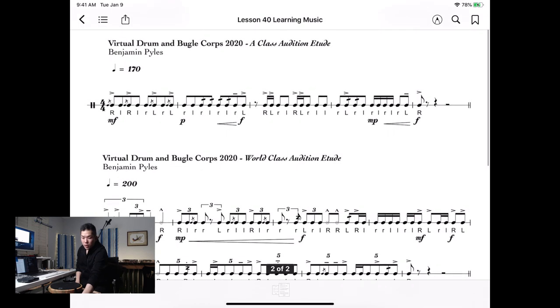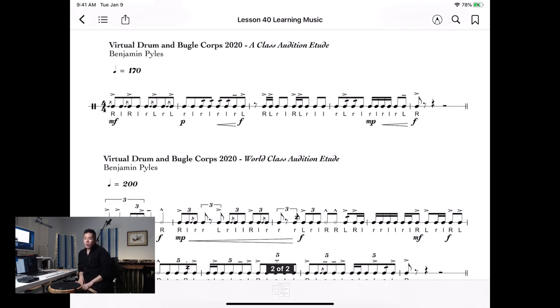So we're looking at the A-class audition etude, and this is important because if you can incorporate these strategies sooner than later in your education as a musician, it helps when you get to the world-class audition. I had a student who got the music this weekend. He was going to audition for world-class, and he said, I don't even know where to start with this thing. It's going by way too fast. I don't know how I'm going to learn this part. So we said, okay, let's look at the A-class audition etude also. The strategies that you would use to learn the A-class audition etude are the same strategies that you would use for the world-class audition etude.